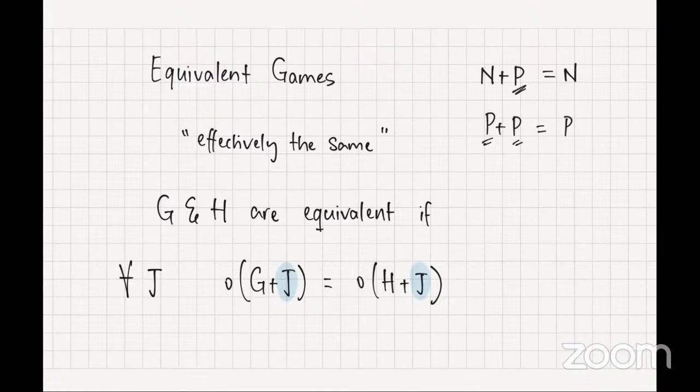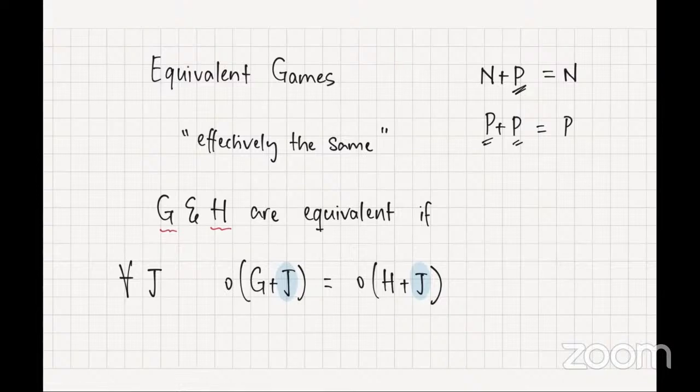Let's say G and H are both other player wins. These could be terminal nodes. It could also be some node in the middle of the game tree. It could be a more complicated scenario. But we do know that both of these positionally are other player wins. Then think about what happens if you bring in a new game.